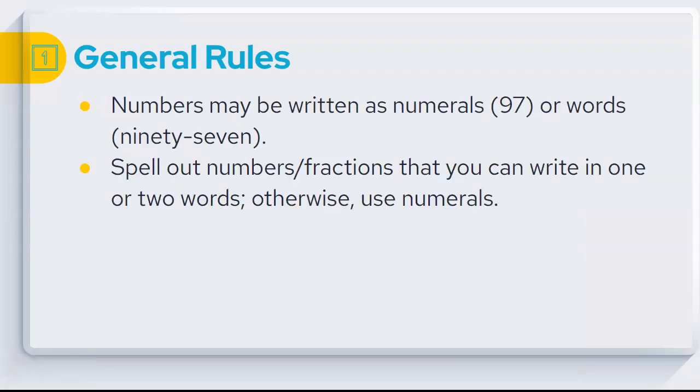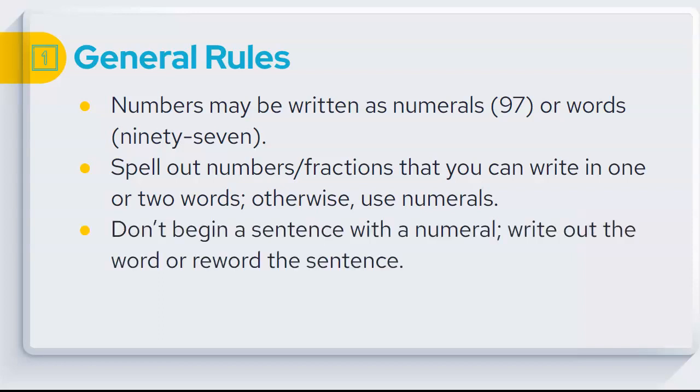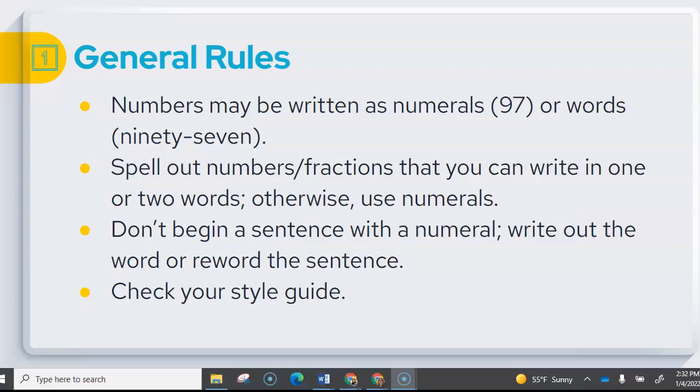Numbers are kind of tricky. They may be written with numerals or words. If you can write a number or fraction in a word or two, spell it out. If not, use numerals. Never begin a sentence with a numeral. You should either write the number as a word or reword the sentence to avoid the issue. All of the other rules for numbers in academic writing depend on the style guide you're using.